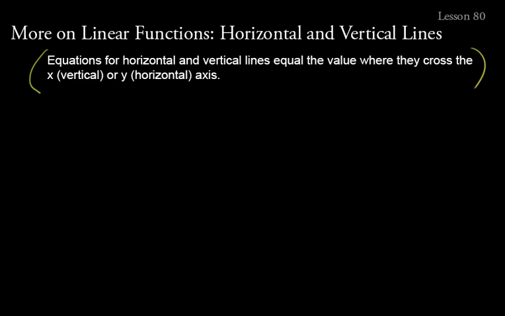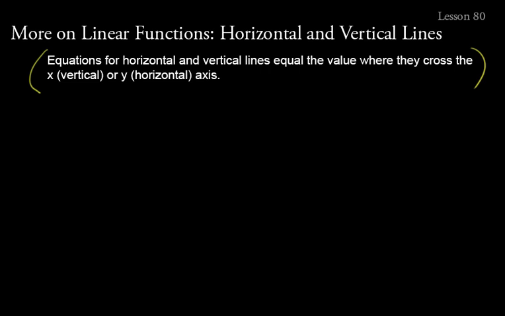If you have a horizontal line, it's going to cross the y-axis, and so its equation is y equals wherever it crosses the y-axis. If you have a vertical line, it's going to cross the x-axis. It can't cross the y-axis because it's vertical, just straight up and down. And so its equation is where it crossed the x-axis. They're as simple as that.